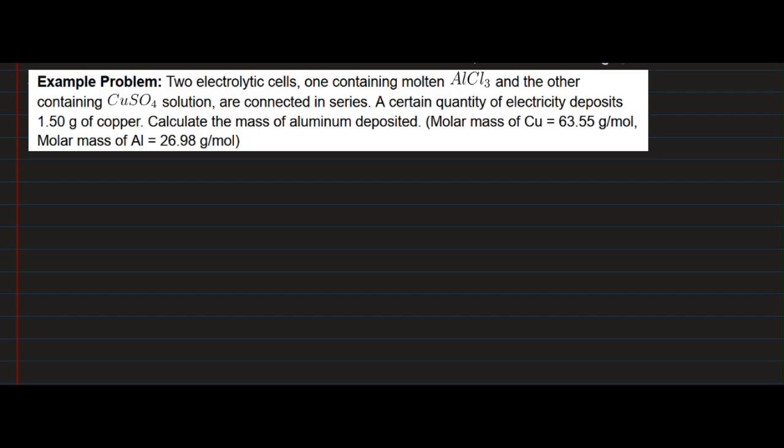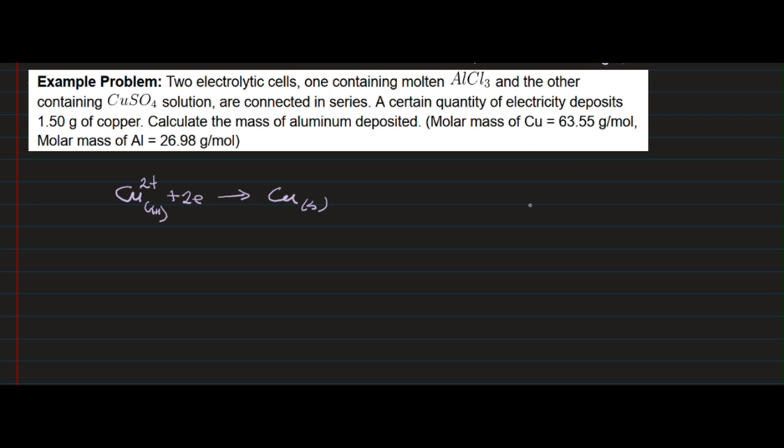So the half equation for the copper side is going to be: copper ion, Cu2+, from the copper 2 sulfate, will gain 2 electrons. When it gains 2 electrons, it becomes copper solid. So this is copper ion aqueous. That is for the copper side.